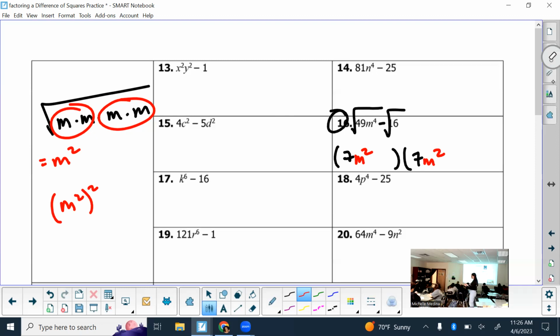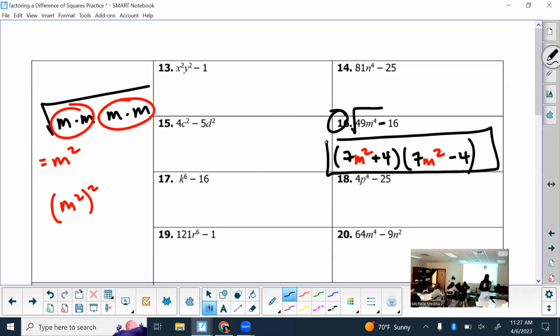Is 16 a perfect square? What's the square root of that? So then put in one of the parentheses +4, in the other one -4, and then that's it. If I wanted to check my answer, I usually don't check it every time, but if I was taking a test, I for sure would. If I wanted to check my answer, how could I? I could multiply it out, and then if I get the original problem, then I know I did it right.